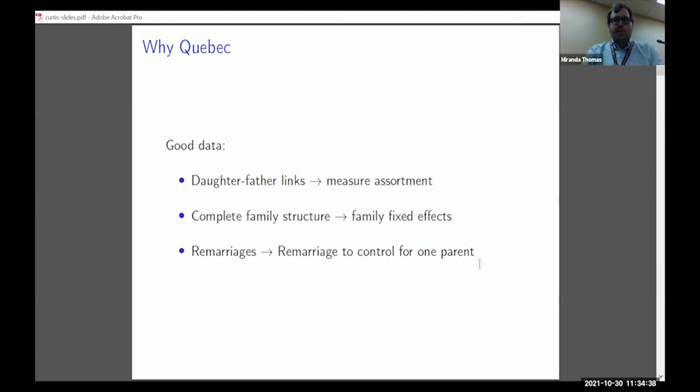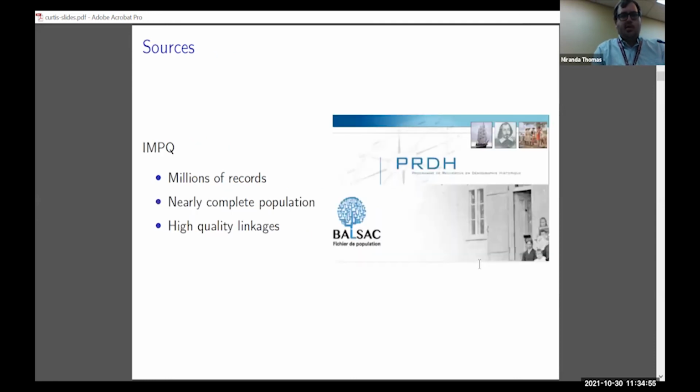It has complete family structures. So I observe all the siblings who share a family, even if they're not living together, like in a census. And finally, there's a lot of remarriage in Quebec. If you lose a spouse, you get remarried very quickly, and I'm going to use that later in my empirical strategy. So the source is called the IMPQ.